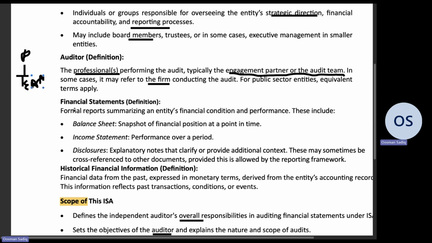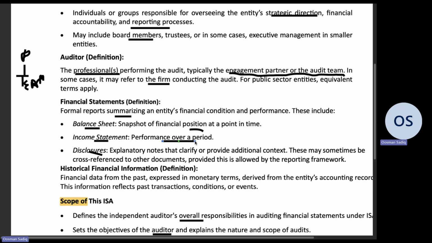You already understand and know this, but I'm just going to quickly go through it. Financial statements are reports summarizing entities' financial condition. These include balance sheets, income statements, disclosures, right? So balance sheets, or the statement of basically your statement of affairs. Income statement can also be the statement of comprehensive income, and disclosures, which are the notes to the financial statements. So they are a snapshot of financial position at a time, and performance over a period.